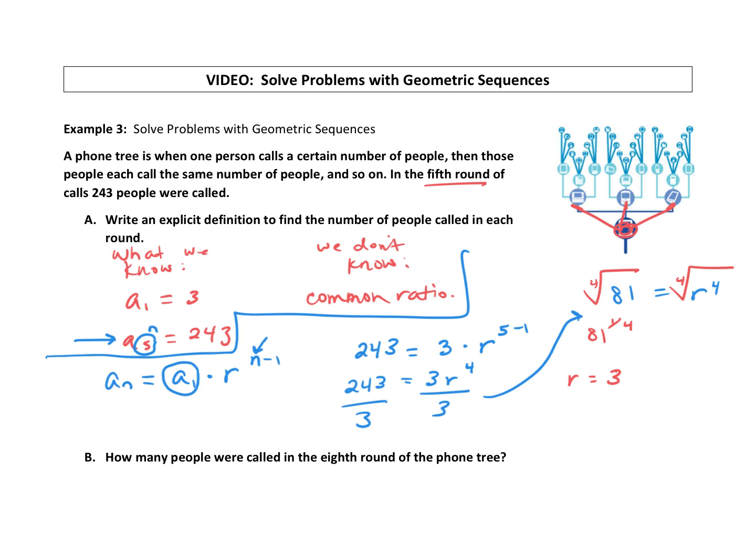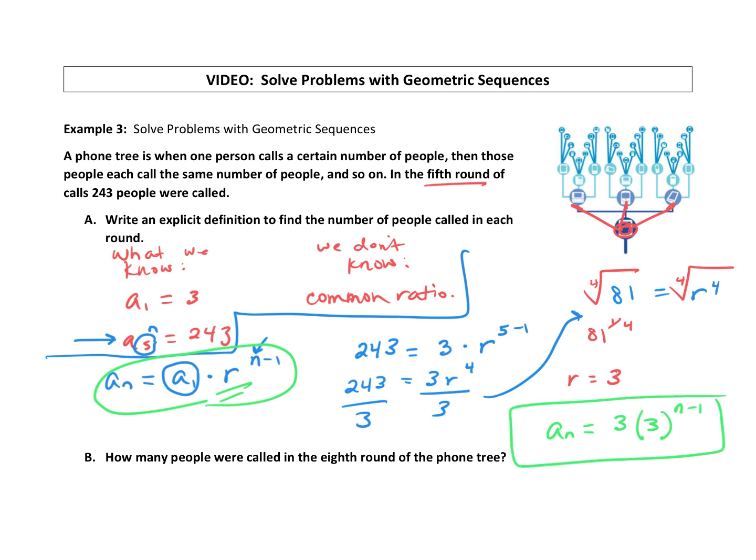So now we can write the explicit definition. We're going to follow this right here. A_n equals, we know the first term is 3, times, we know the common ratio is 3. That's what we had to find, and we raise that to the n minus 1 power. And there is the explicit definition for the situation.